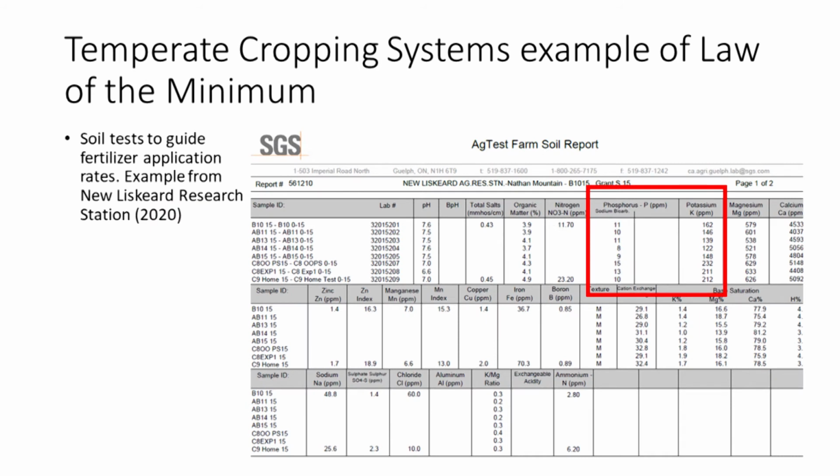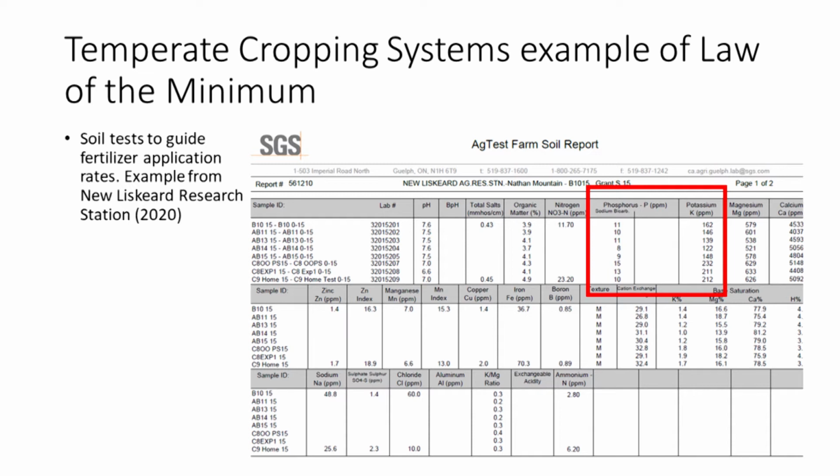So going back to this overall soil test, I won't go through all the other nutrient tests, but in summary, the only nutrient that was limiting based on the soil test was phosphorus. And so the application of the law of the minimum here is quite simple and straightforward, right?